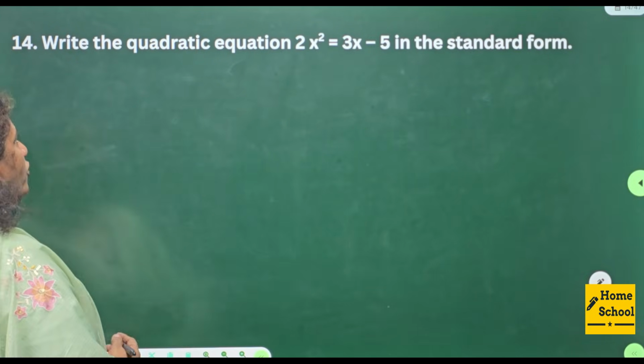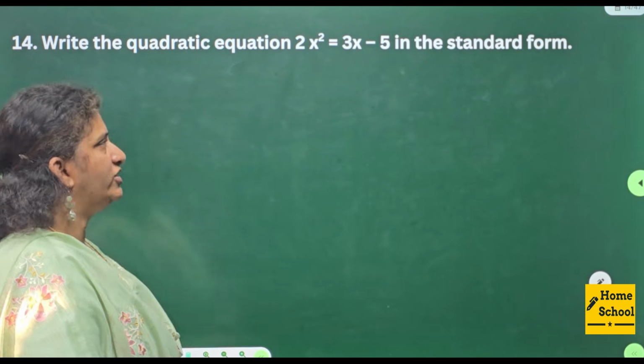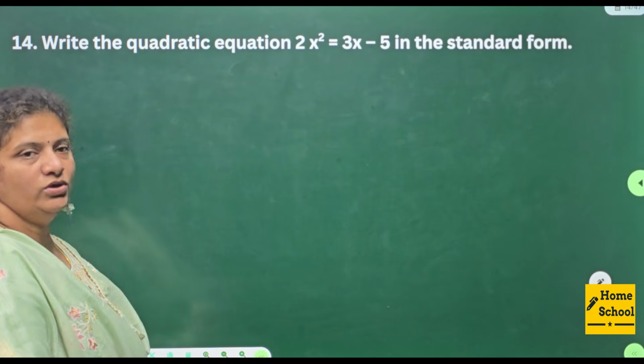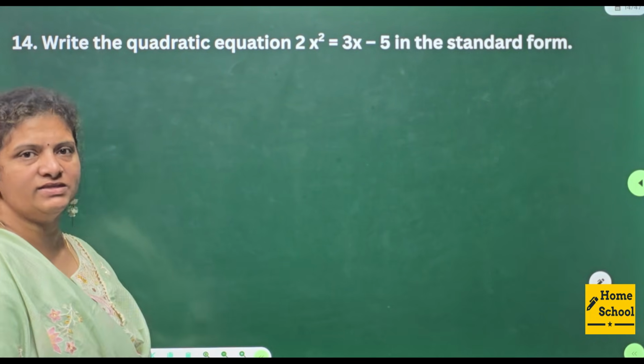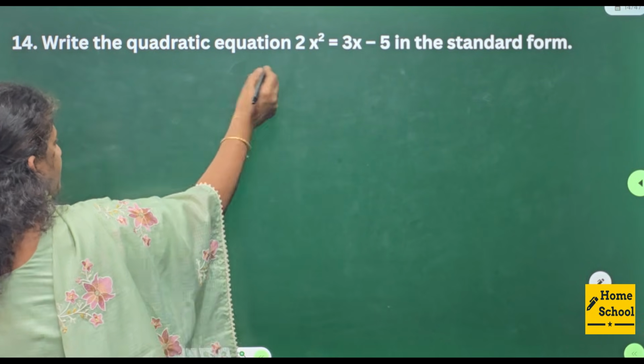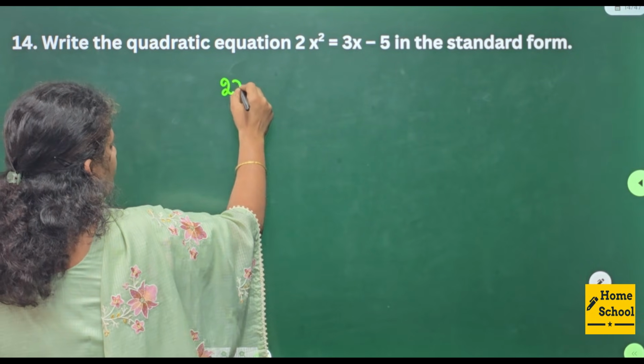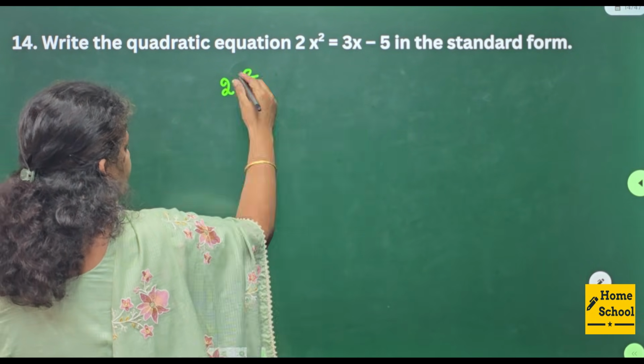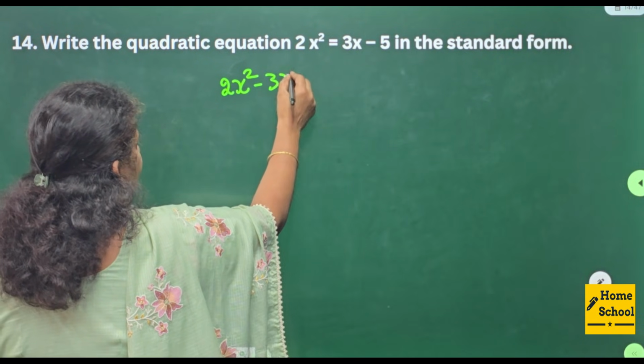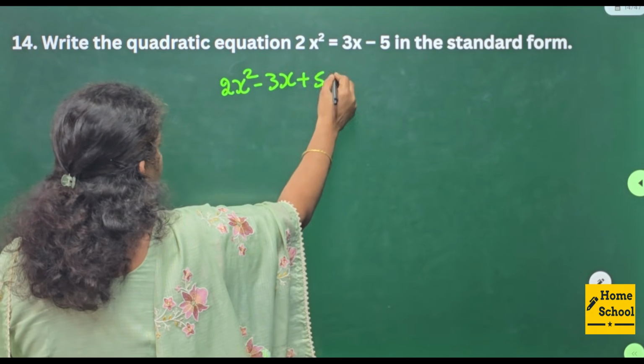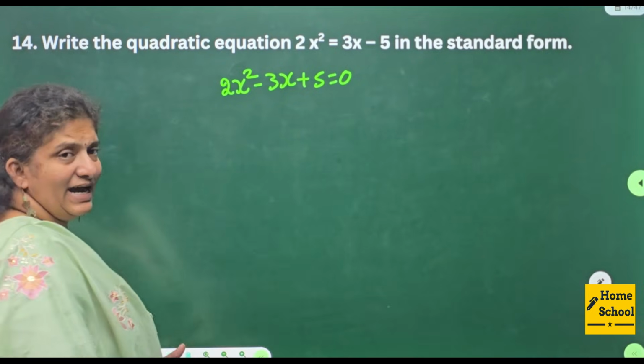Right? 14. Write the quadratic equation 2x square is equal to 3x minus 5 in the standard form. Rewrite the equation 2x square. Bring these terms to this side. Minus 3x plus 5 equal to 0. This is the standard form.